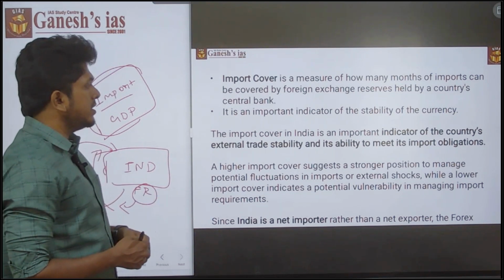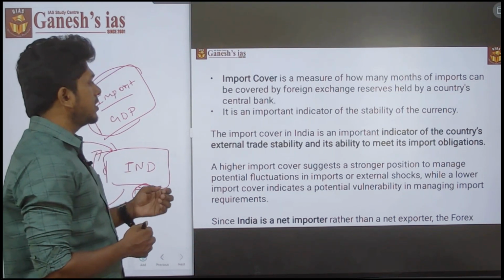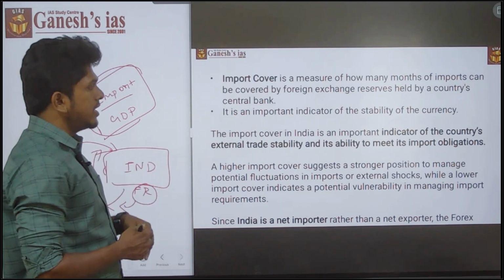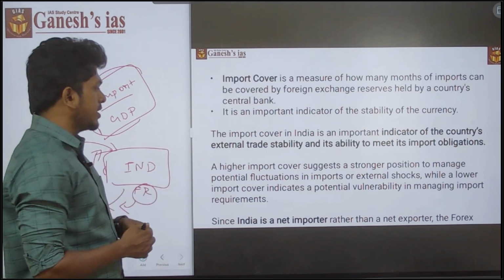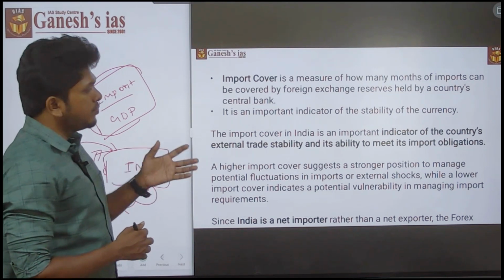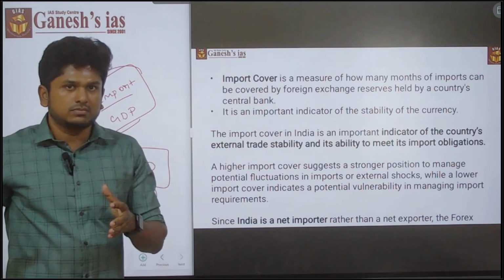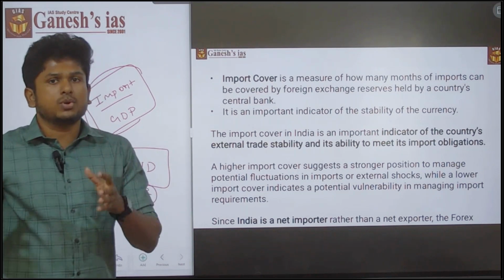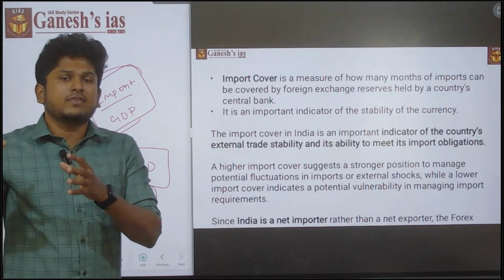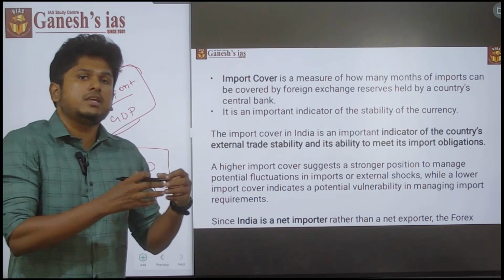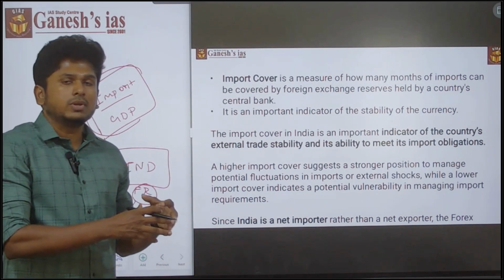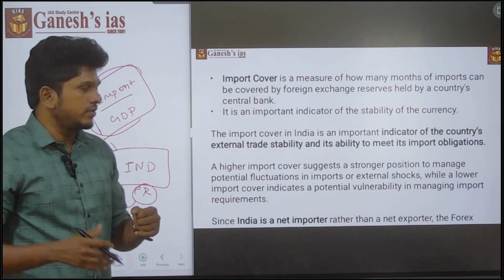So the import cover in India is an important indicator for the country's external trade stability and its ability to meet its import obligations. The higher the import cover, the more foreign currency we have as reserve. If it is a lower import cover, we have lesser availability of foreign currency to meet the imports. So this is all about the import cover.